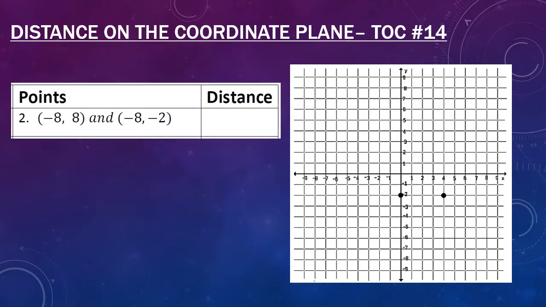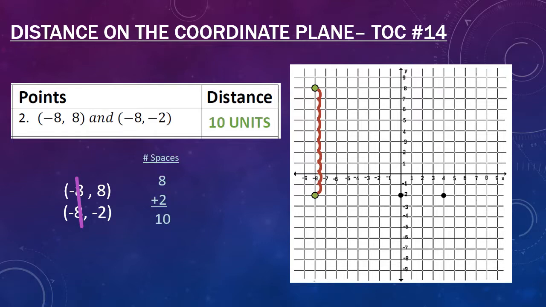Here's another example. -8, 8, and -8, -2. That's in quadrant 2, and then the last one's in quadrant 3. And if I count those spaces, 1, 2, 3, 4, 5, 6, 7, 8, 9, 10. It's 10 units apart. Here's how you would find it without the coordinate plane. List your coordinates, cross out the ones that match. You're left with 8 and -2. Find the absolute value, and then since they're on opposite sides of the axis, you add them together, which is also 10.